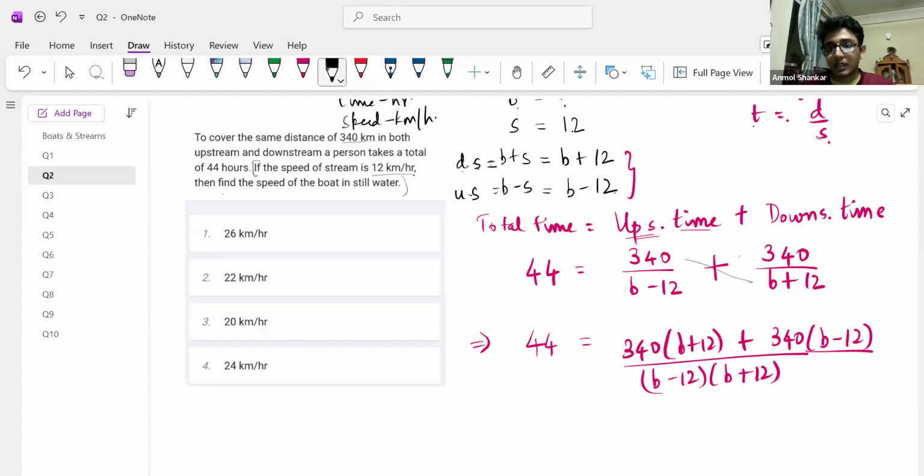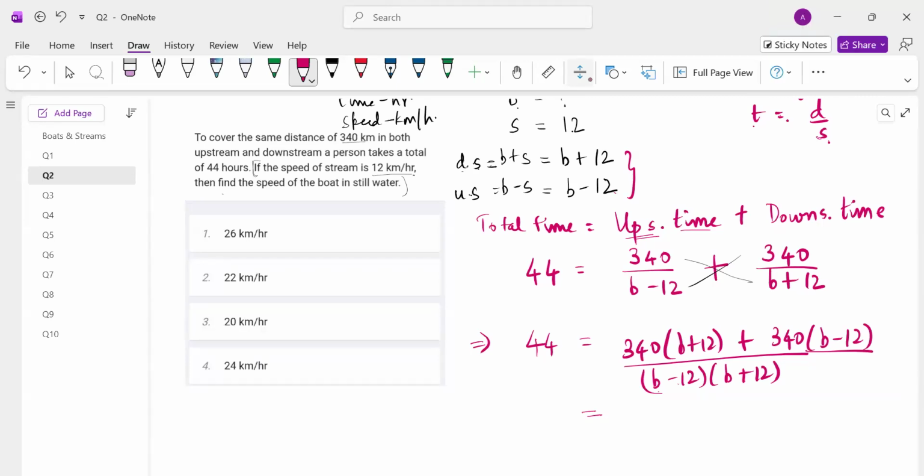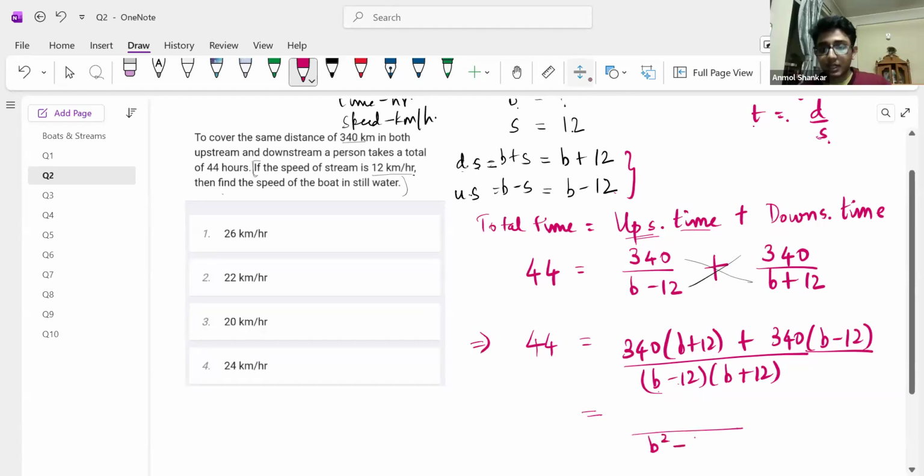Cross multiply this into this, this into this. What happens to the denominator? What is B minus 12 into B plus 12? B square minus 144. Very good. A plus b into a minus b is a square minus b square. So B square minus 144.